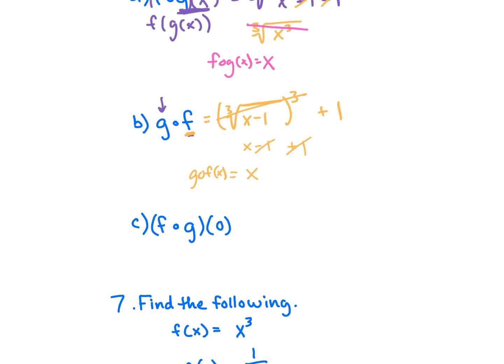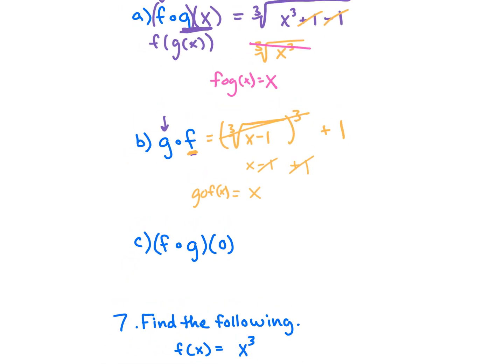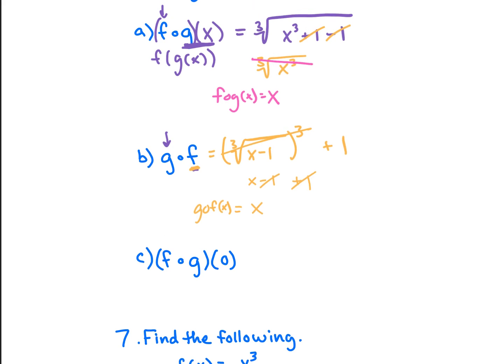Next, we have f of g of 0. So f of g I just found up here. We know that f of g is x, so this is just telling me to plug 0 into x, so then my answer here would just be 0.